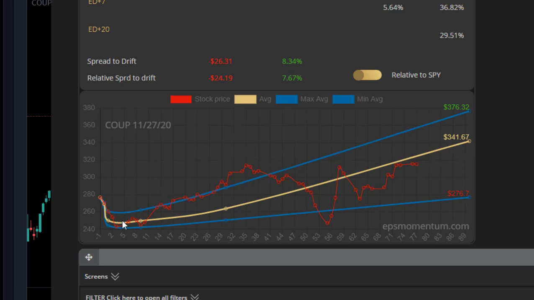And here Coupa started lower, following the cone, touches the minimum, and then went to the max, and then out of the max, and then back to the minimum, then back to the mean, and now is right in the mean.